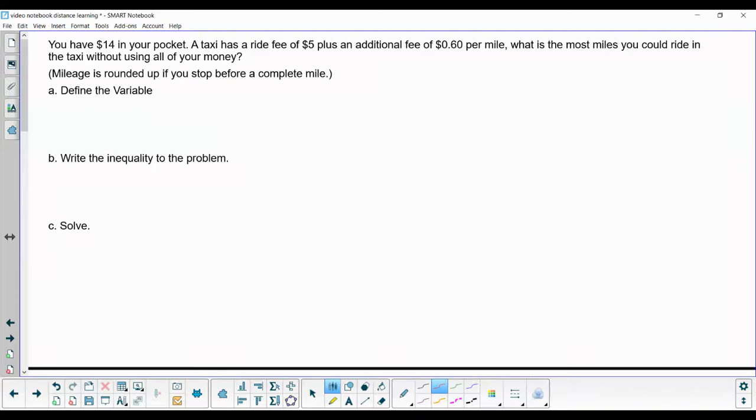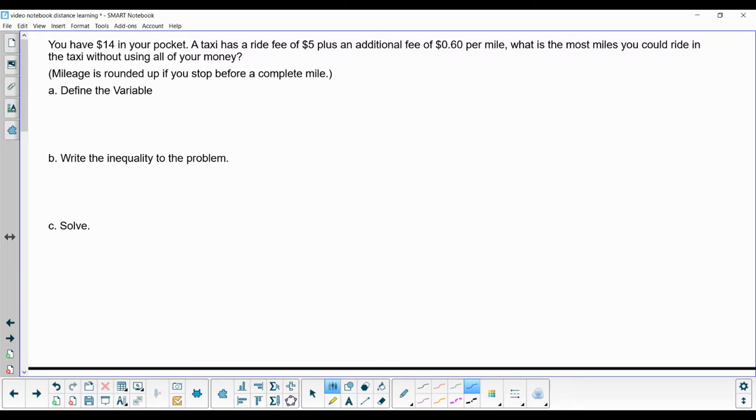Today we're going to talk about how to write an inequality based off of a word problem. This word problem I took off of our activity from yesterday, and it says that you have $14 in your pocket. A taxi ride has a ride fee of $5 plus an additional fee of 60 cents per mile. What is the most miles you can ride in the taxi without using all of your money? Mileage is rounded up if you stop before a complete mile.